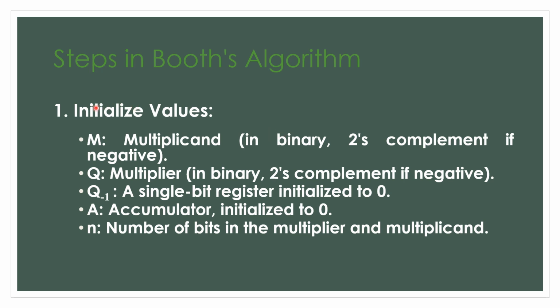Steps in Booth's algorithm. First step is initialize values. I already explained in the flowchart, M is the multiplicand. If it is a binary number and it is negative, we take the 2's complement of the given value as the multiplicand. Q is the multiplier. Here also in binary, if the value is negative we take the 2's complement. Q minus 1 is a single bit register initialized to 0. A is the accumulator, it is also initialized to 0. N is the number of bits in the multiplier and multiplicand.